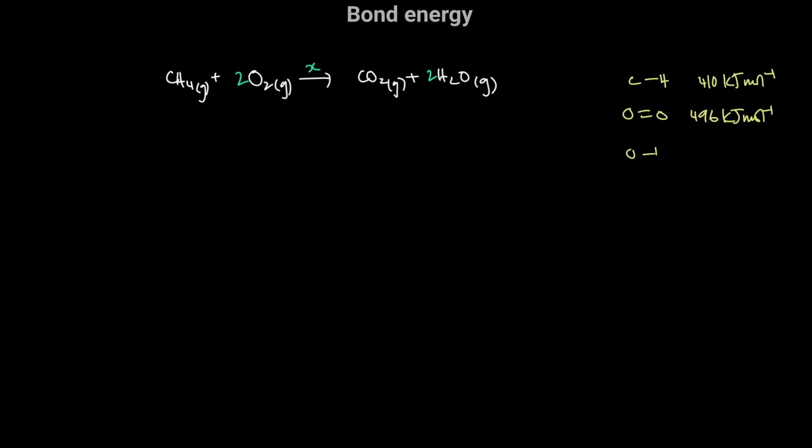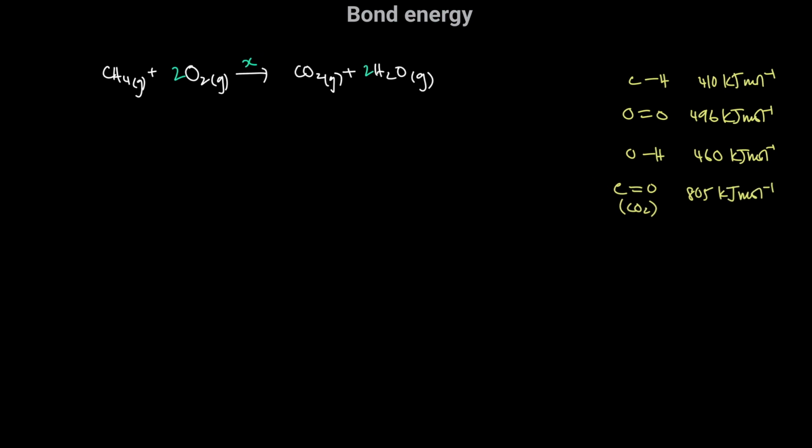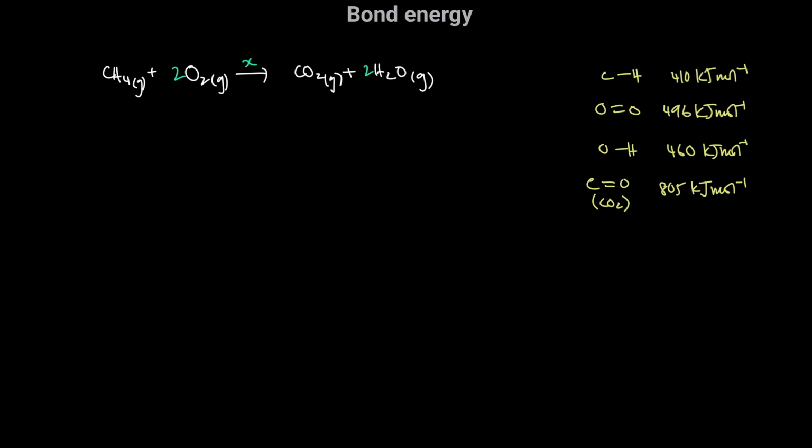The OH bond energy is 460 kilojoules per mole. And the C double bond O bond energy for carbon dioxide is 805 kilojoules per mole. Now, of course, we can calculate this using the formula, right? The bond energy of reactants minus the bond energy of the products. However, what if we had to draw an energy cycle?